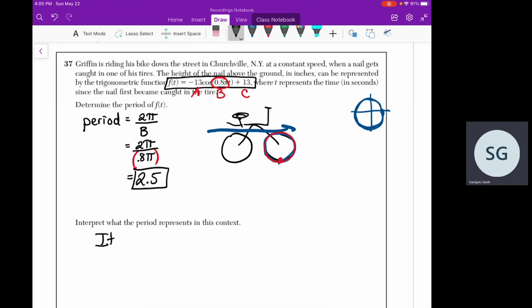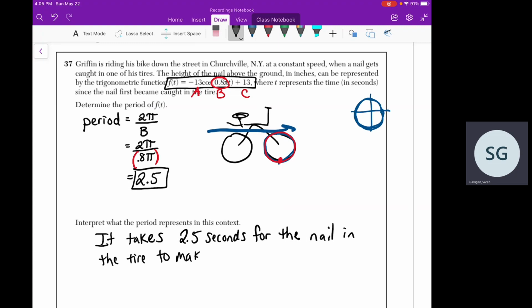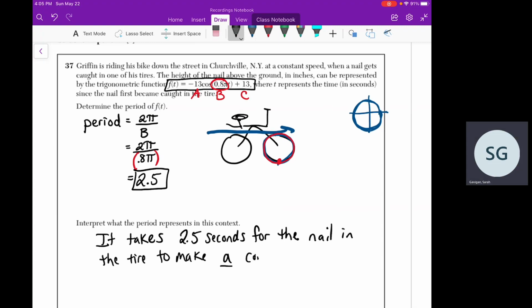Context of the problem is it takes 2.5 seconds for the nail in the tire to make one complete revolution. Or it would take 2.5 seconds for the tire to go around once.